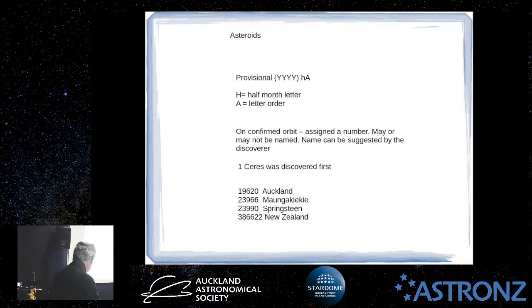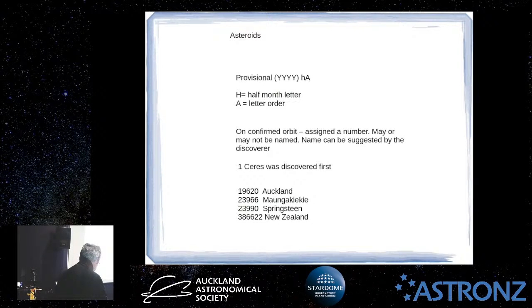Some interesting ones here: 19620 Auckland, 23966 Maungakea, 23990 Springsteen. Those three were all discovered right here at the observatory by a guy called Ian Griffin, who's now the CEO of the Otago Museum, I think it is. Is he still there? Yeah. He used to run the Stardome here back in the day.